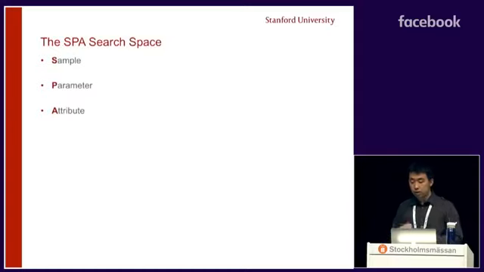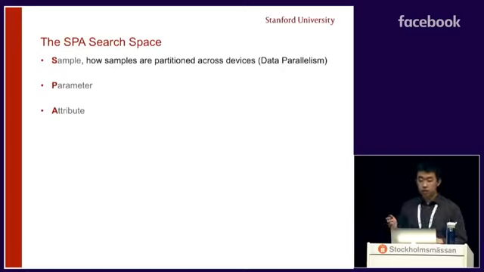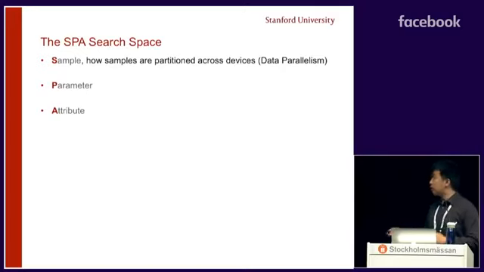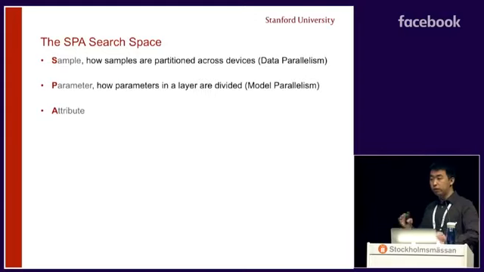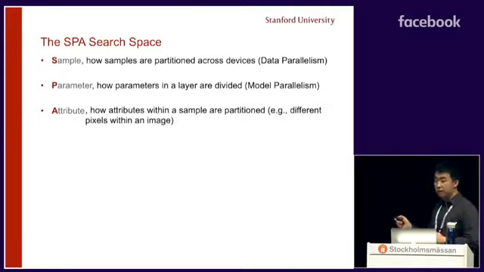So first, let's talk about the SOAP search space, which includes the sample, parameter, and attribute dimensions to parallelize a layer. The sample dimension describes how different samples are partitioned across devices, which has been used by data parallelism. The parameter dimension indicates how different model parameters in a layer are divided across devices, which has been used by model parallelism. In addition, we can also use the attribute dimension that describes how different attributes within a sample are partitioned. For example, we can assign different pixels within an image to different devices to achieve parallelization.